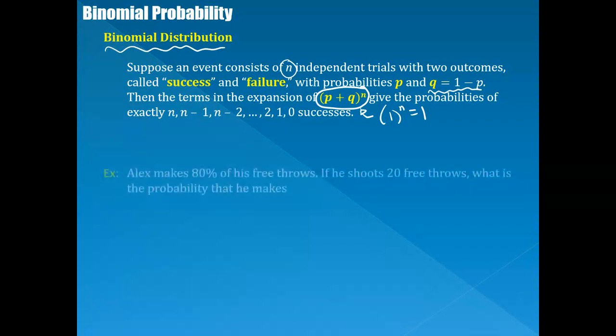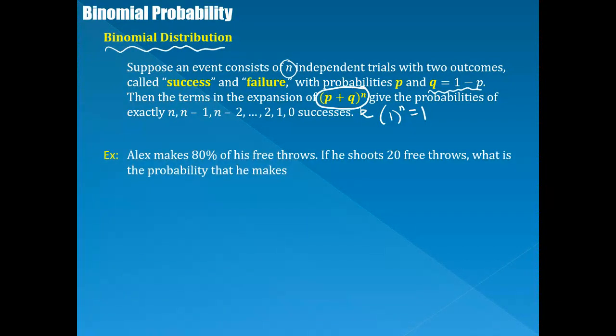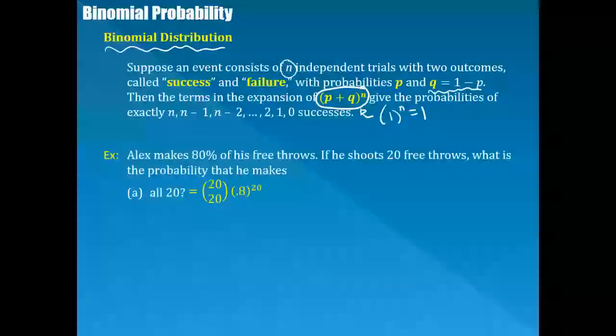So looking at something that's really similar to what we just did in the last problem, now that we've seen this: Alex makes 80% of his free throws. If he shoots 20 free throws, what is the probability that he makes all 20? Well, in the last problem, we just said 0.8 to the power of 20 would be our answer, but realistically, it's 20 choose 20. It's one of the expansions, just the first one. 20 choose 20, 0.8 to the power of 20. This is just one. And if you do this in your calculator, you're going to get about 0.115, I believe.